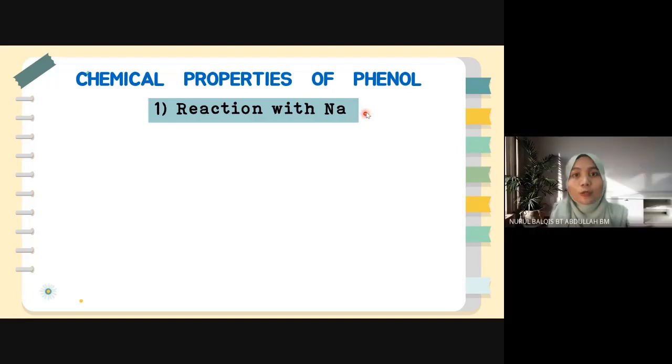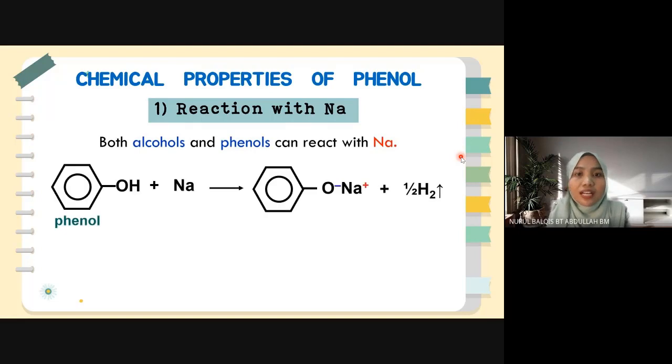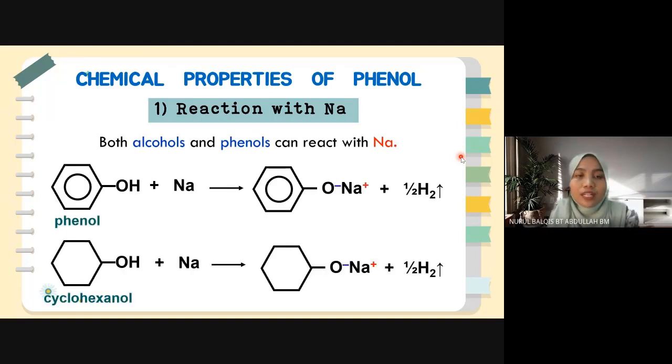Yes, so when it is there, phenol can give a positive result, and ordinary alcohol can also give a positive result. So reactions with Na occur on both aliphatic and aromatic. If phenol gives this product, cyclohexanol, which is an aliphatic alcohol, also gives this product. So for reactions with Na, it is the same.